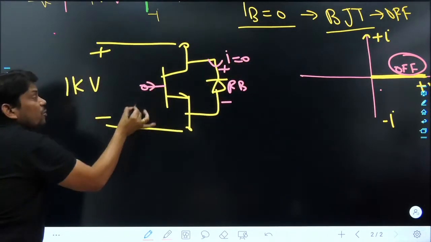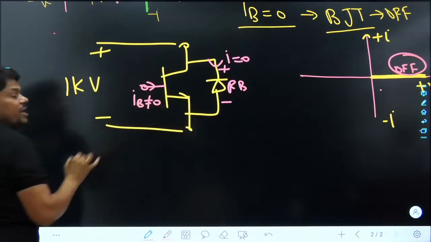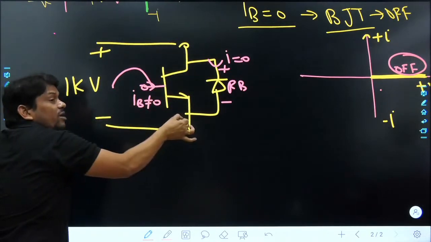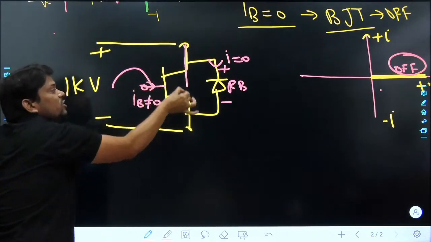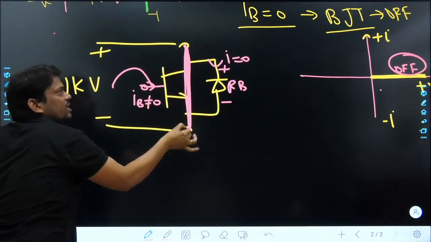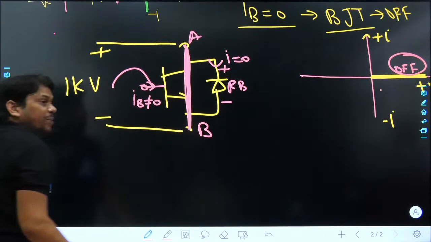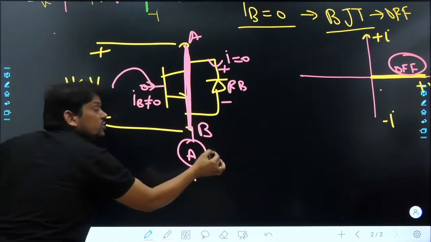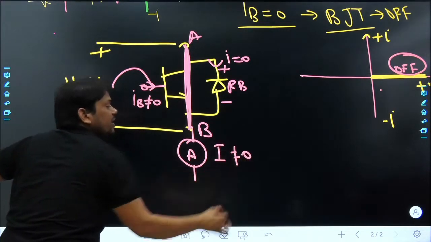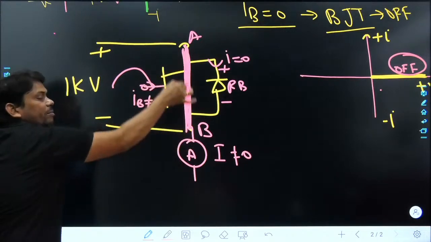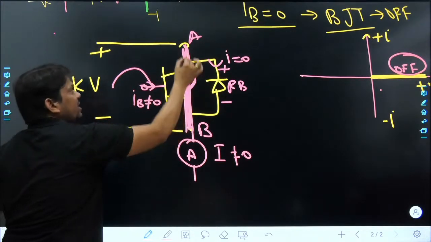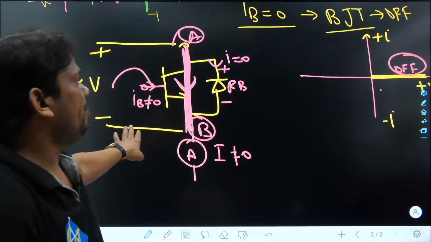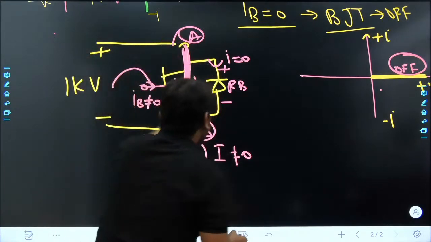But now we want to provide base current, I base is not equal to 0. The moment we provide base current, the BJT will turn on and the ideal BJT will work as a short circuit. Here I write terminal A and B. If I connect one ammeter here, then the ammeter will show some current, and obviously this current will not be equal to 0 because your BJT is on. So current will flow from terminal A to B, and I say the current is positive.